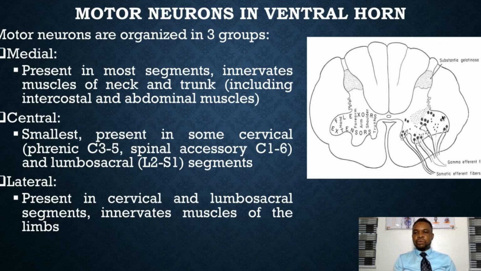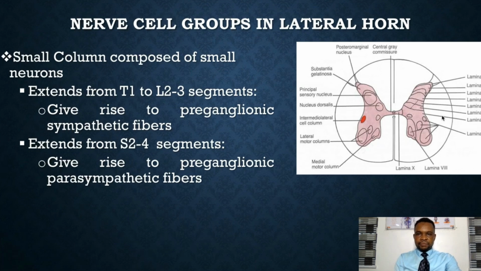Then we have the lateral group, which is present in the cervical and lumbosacral segments and innervates the muscles of the limbs. Small columns composed of small neurons extend from the L2 to L3 segment and give rise to the preganglionic sympathetic fibers. They also extend from S2 to S4 segments, which give rise to the preganglionic parasympathetic fibers.